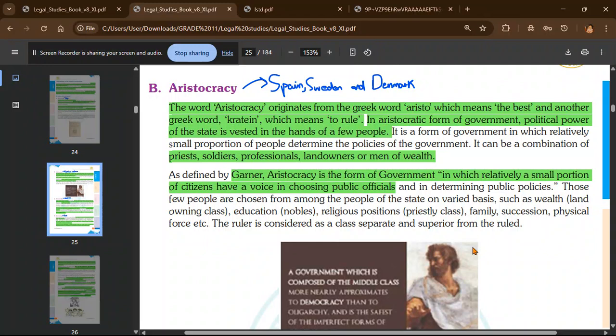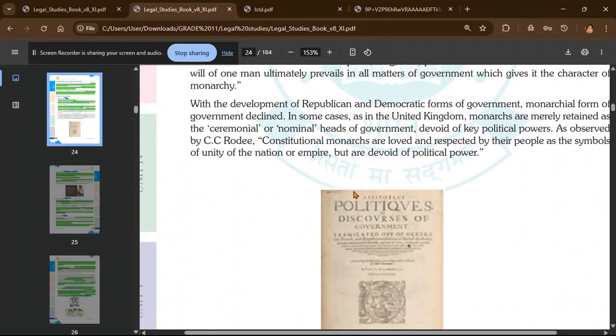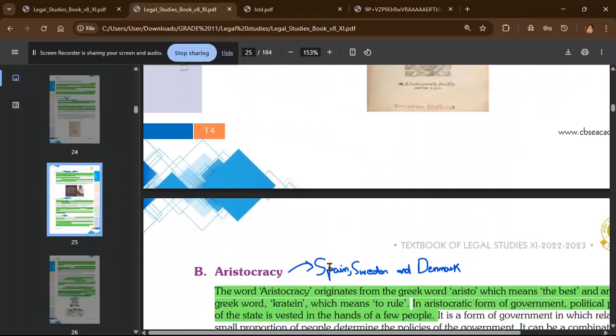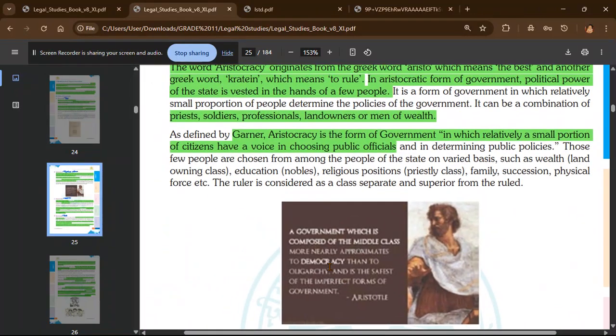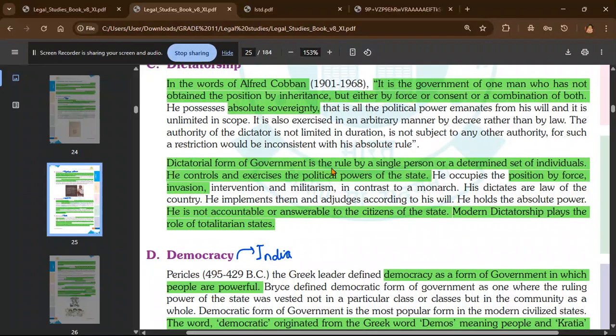Okay, so J.W. Garner, again J.W. Garner comes, even here he came, then here also J.W. Garner is telling that aristocracy is a form of government in which a relatively small portion of citizens have a voice in choosing public officials and determining public policies. Okay, then you have dictatorship.